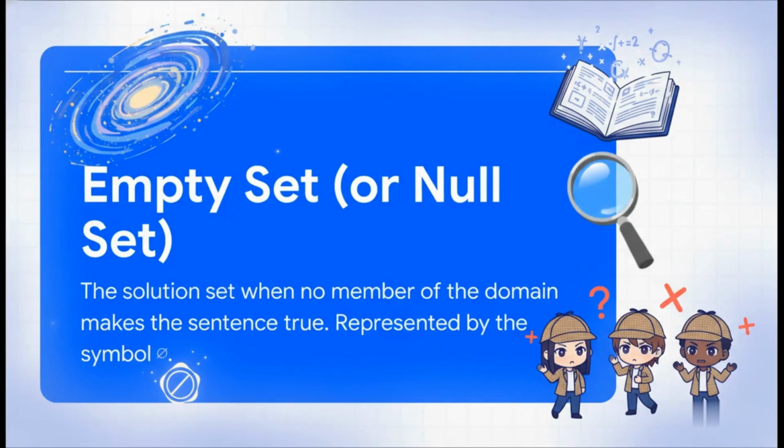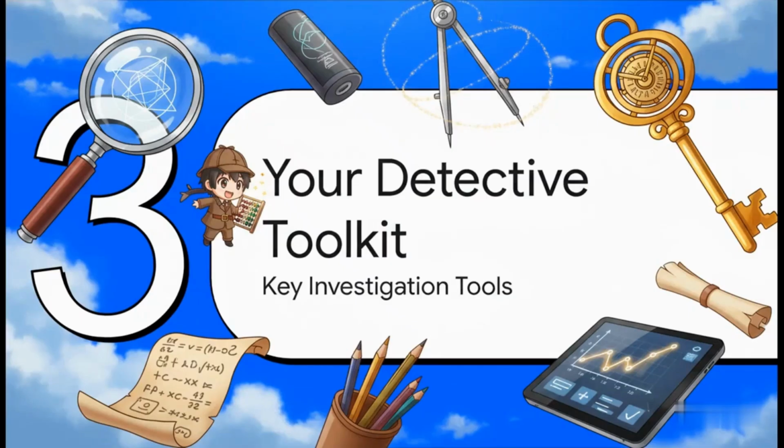When this happens, we say the solution set is the empty set. You might also hear it called the null set, and it's represented by this cool symbol, phi. It's really just the official way of saying, based on the suspects we had, this case is unsolvable. So, after going through these investigations, you're basically equipped with the fundamental tools of a real math detective.